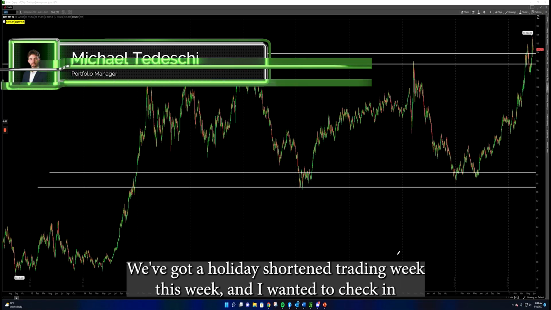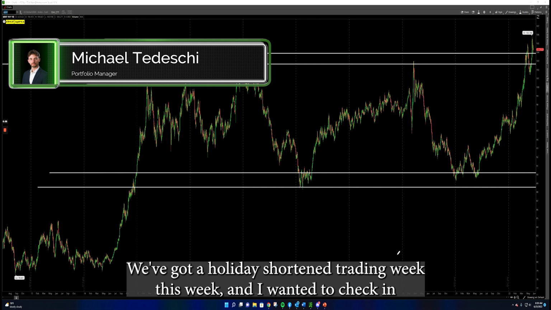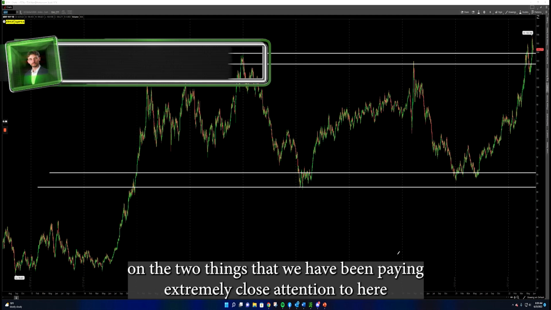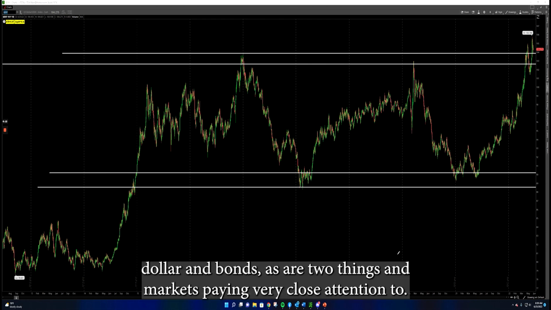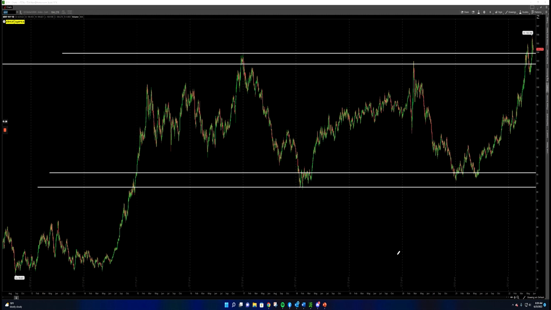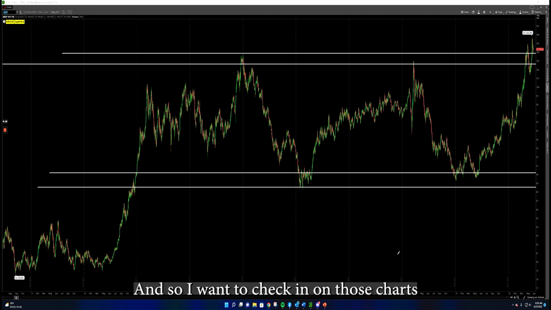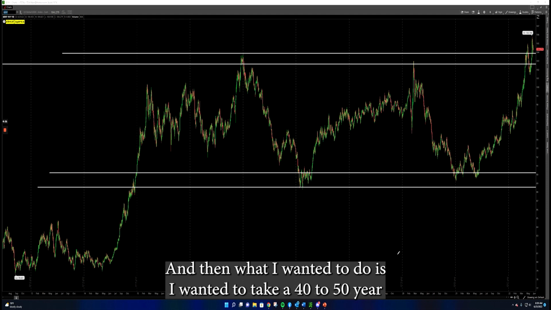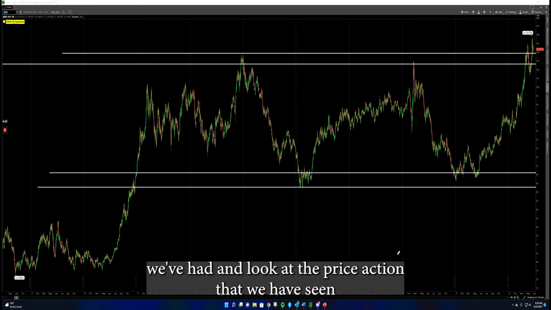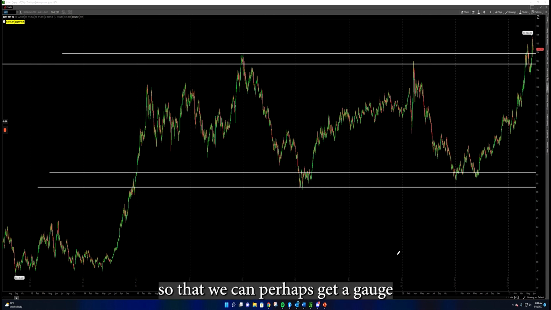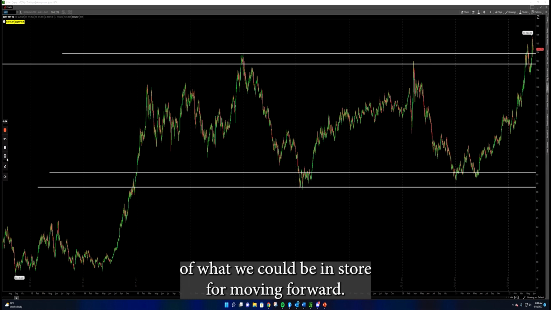We've got a holiday shortened trading week this week, and I wanted to check in on the two things that we have been paying extremely close attention to over the last month or so, and that is the US dollar and bonds. Those are two things the market's paying very close attention to, so I want to check in on those charts. And then I wanted to take a 40 to 50 year look at the S&P 500 and take a look at some of the past bear markets that we've had and the price action that we have seen, so that we can perhaps get a gauge of what we could be in store for moving forward.